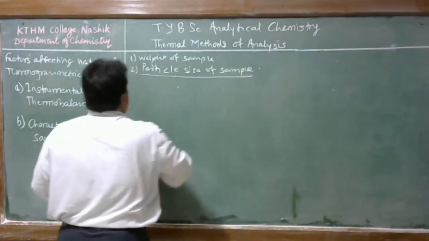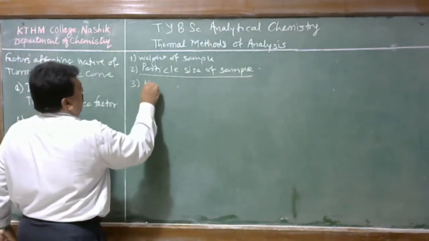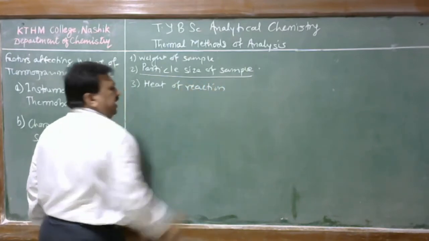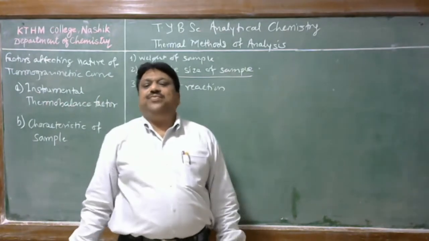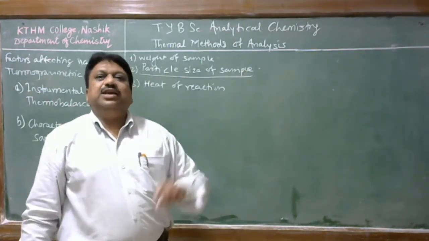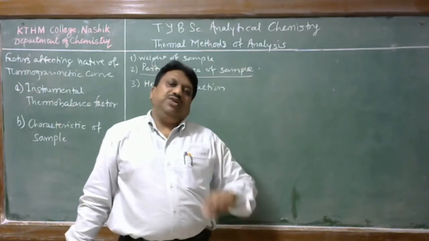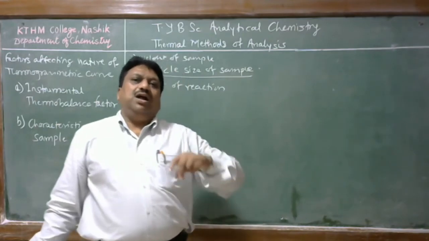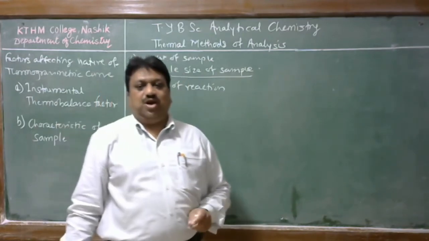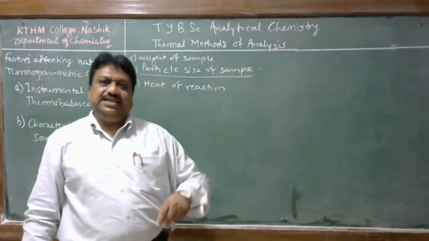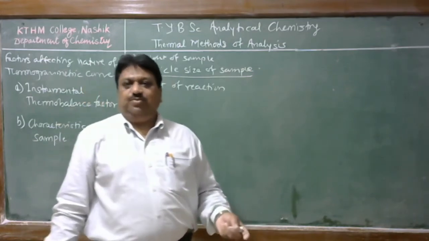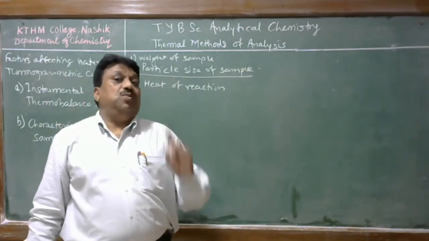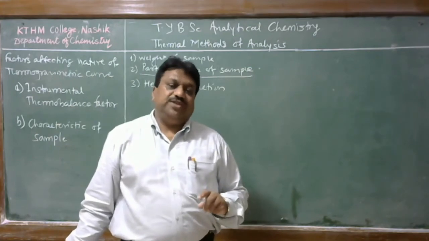The next factor is heat of reaction. Heat of reaction is related to the amount of heat lost or gained in a decomposition reaction. That is related to endothermic and exothermic reactions. An exothermic reaction gives off heat with the decomposition product, and an endothermic reaction takes in heat. Therefore, exothermic and endothermic reactions directly affect the decomposition temperature as well as the nature of the thermogram.